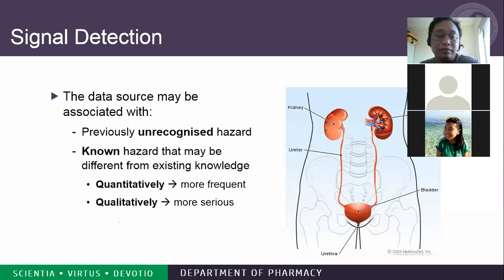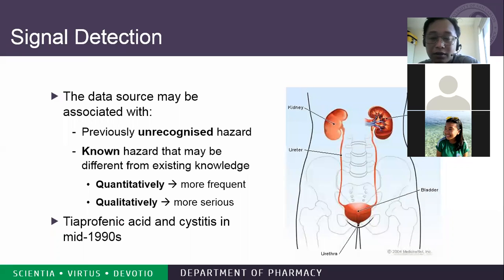So the data source may be associated with a previously unrecognized hazard. We are still talking about signals, so data sources for signals may be associated with a previously unrecognized hazard, and now probably can be associated with a non-hazard, that may be different from the existing knowledge quantitatively or qualitatively.